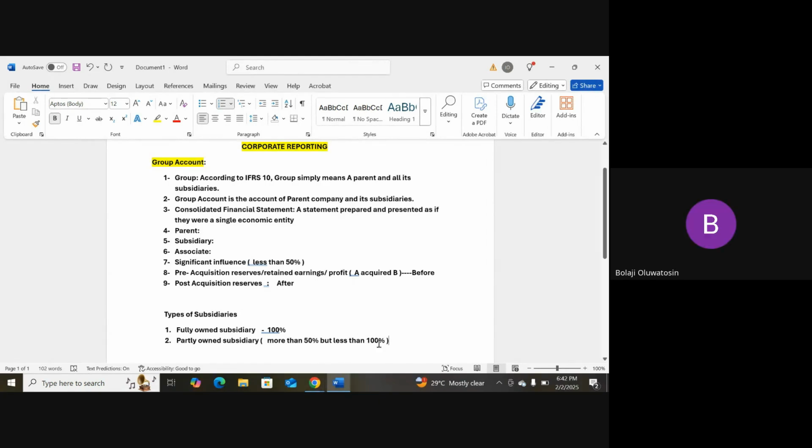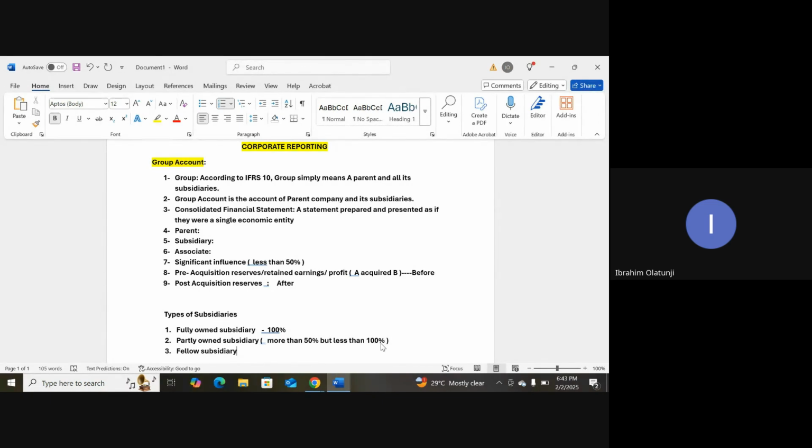Can we move on? Yes, sir. So another thing that we can think of, we call it fellow subsidiary. When we have two or more subsidiaries, we call them fellow subsidiaries. That is, a parent company will control two or more subsidiaries. That's what I mean by fellow subsidiary.